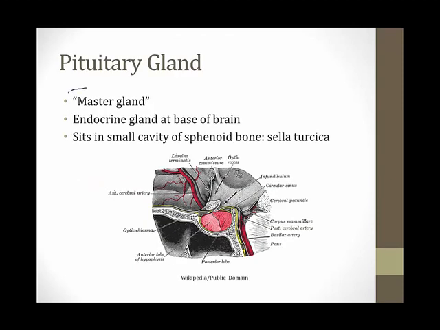The pituitary gland is sometimes called the master gland because it exerts control over other endocrine organs. It's an endocrine gland that sits at the base of the brain. It sits in a small cavity of the sphenoid bone of the skull called the sella turcica.